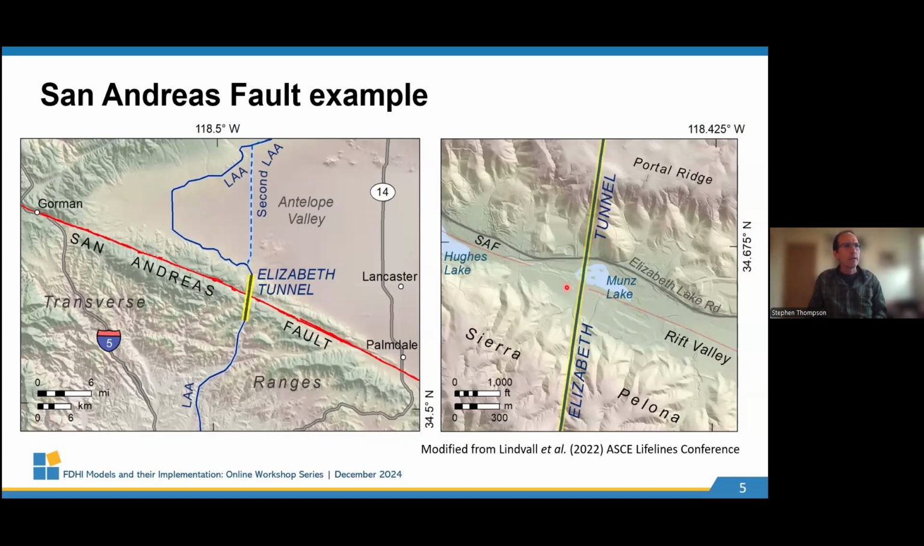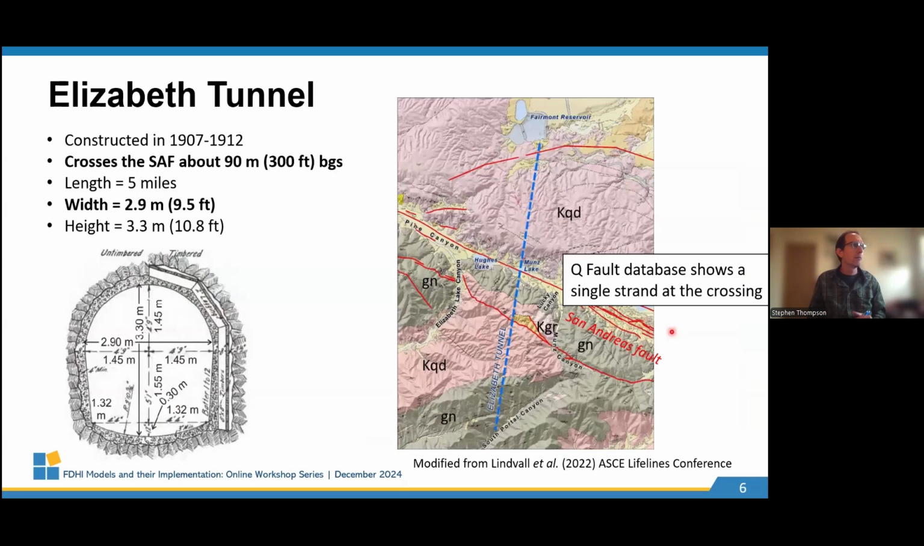The trace of the San Andreas in quaternary fault databases is fairly simplified. The cross-section of the Elizabeth Tunnel is on the order of 10 feet or almost 3 meters wide and about the same dimension in height. It was constructed in the early part of the 20th century, and it crosses the San Andreas about 90 meters or 300 feet below ground surface. And so there's the question that often comes up in these projects that involve tunneling: how do we apply these fault displacement models for surface that are based on surface fault rupture data? How do we apply them at tunnel depth?